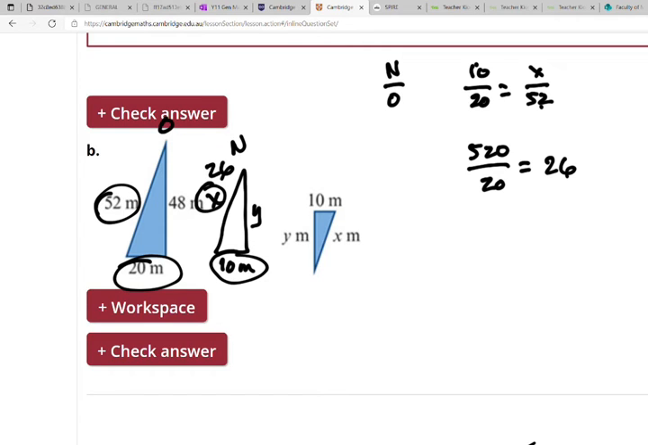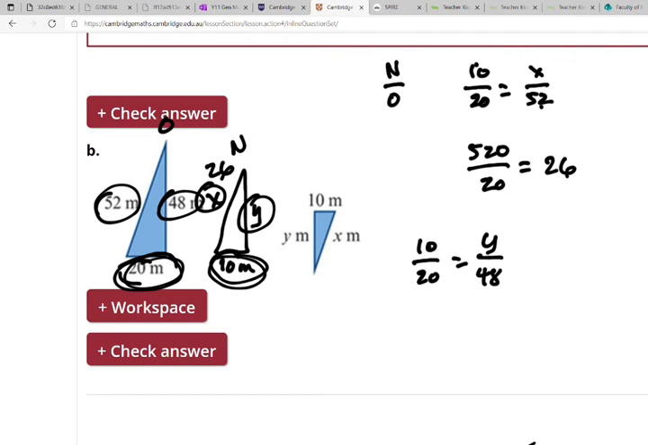Then we could do the same thing using this same proportion, 10 over 20, but this time we're looking for Y. So Y over its corresponding side, which is the 48. 10 times 48 is 480. Divided by 20? 24. So that tells me that the Y side is 24. And of course you want your units. So remember, if you're looking for a missing side, you just set it up as a proportion, cross multiply and divide by the one you didn't use.